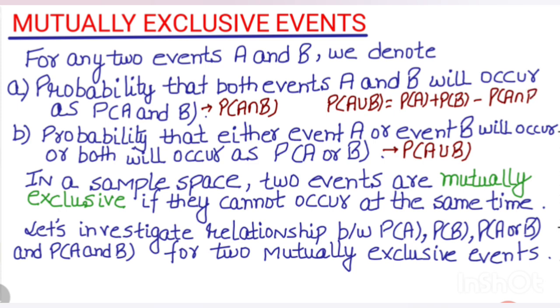A intersection B. Okay. In a sample space, two events are mutually exclusive if they cannot occur at the same time. Let's investigate the relationship between these following probabilities for two mutually exclusive events.